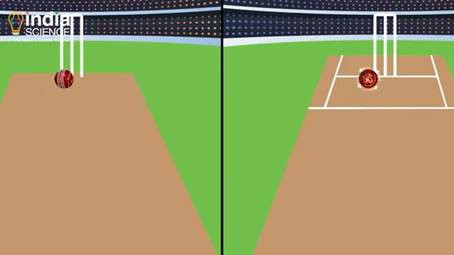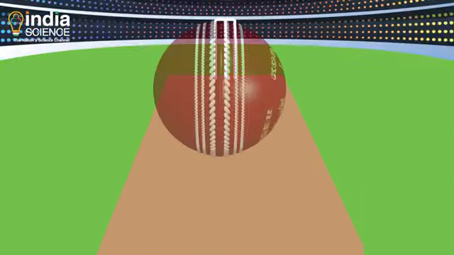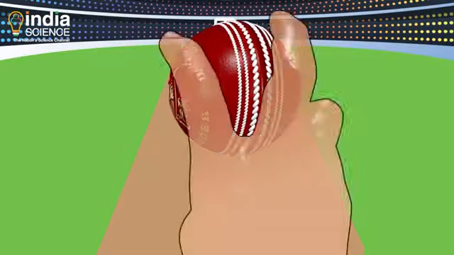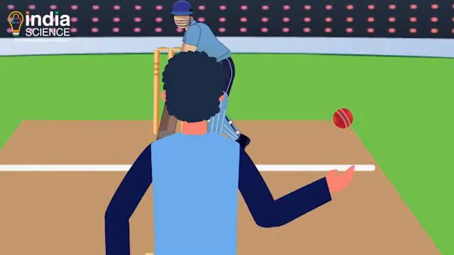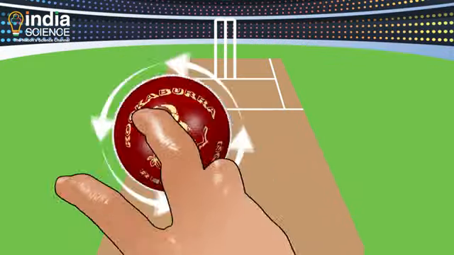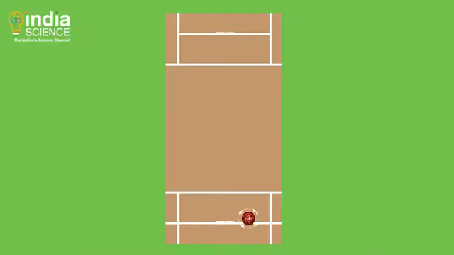Broadly, there are two types of bowling in cricket, swing bowling and spin bowling. Click on the link above to watch our video on the science of swing bowling. Spin bowling, as the name suggests, is a technique in which a bowler rotates or spins the ball on its axis while bowling so that it deviates from its original path.